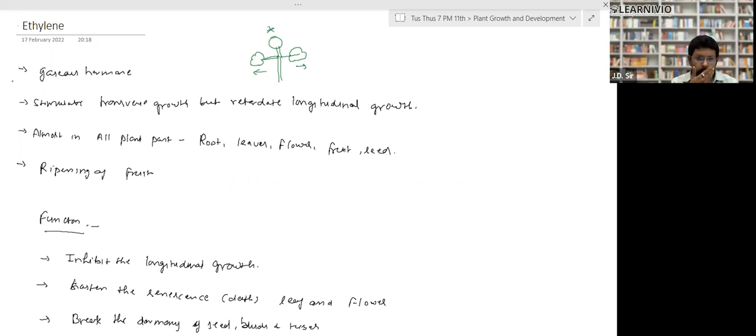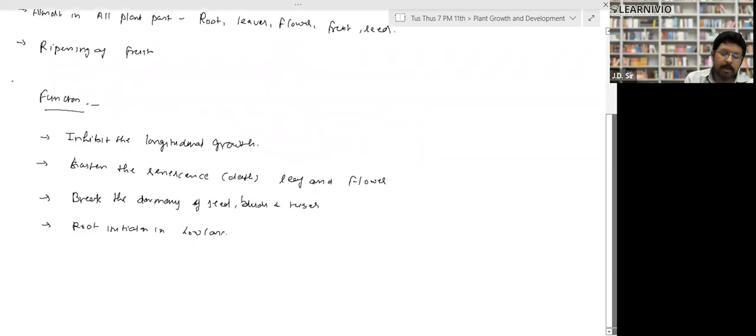Next, it is found in almost all parts of the plant, that is root, leaves, flower, fruit, seed, etc. Next point, it is responsible for ripening of fruit.